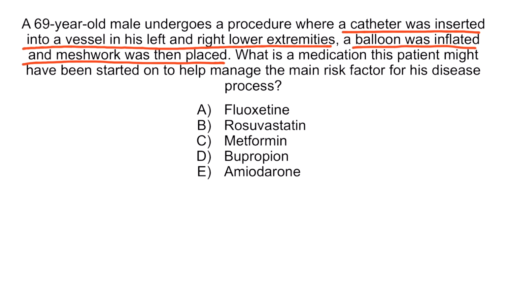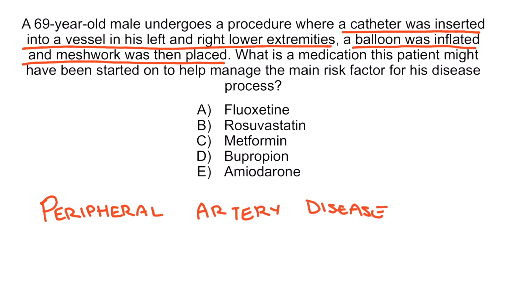All right, the procedure described in the question is angioplasty with balloon dilatation and stent placement. Question writers expect you to know what the most likely diagnosis is based on the procedure performed. In this case, peripheral artery disease. The most significant risk factor for peripheral artery disease is smoking.